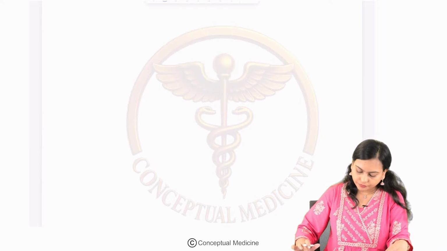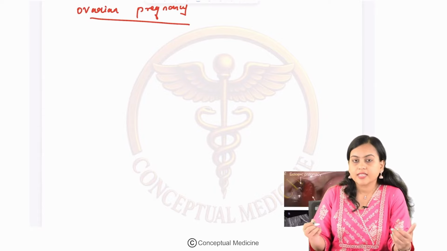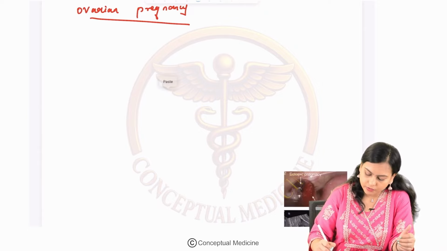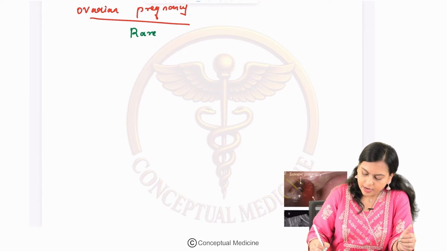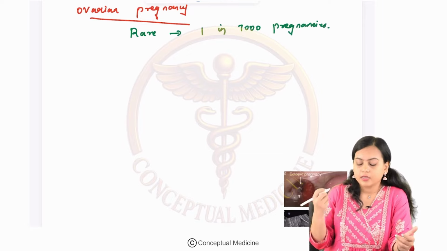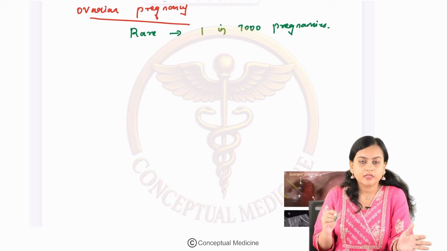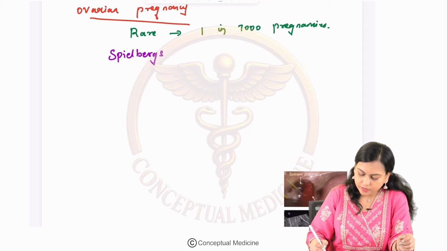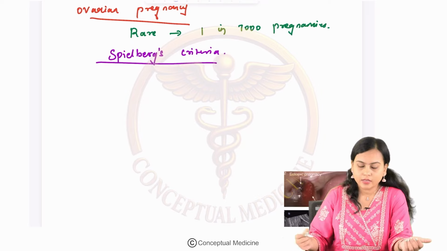Clear? Now, ovarian pregnancy is the second most common type of ectopic pregnancy, but even then it is very rare. It can happen in 1 in 7,000 pregnancies. And one important thing is the diagnostic criteria for ovarian pregnancy is given by the Spiegelberg criteria. We will see one by one what the criteria are.